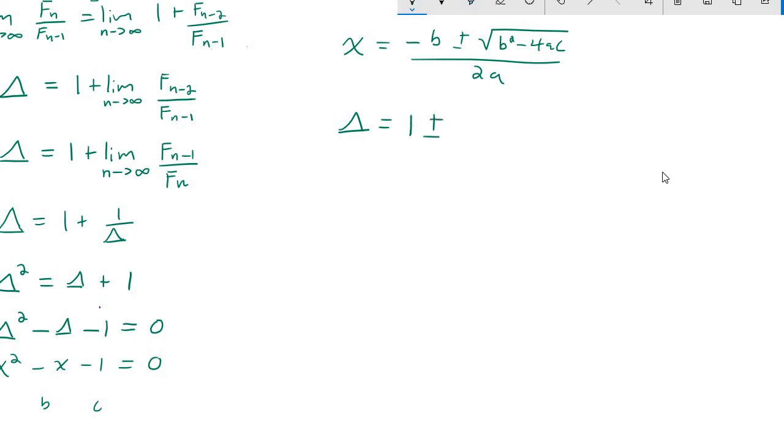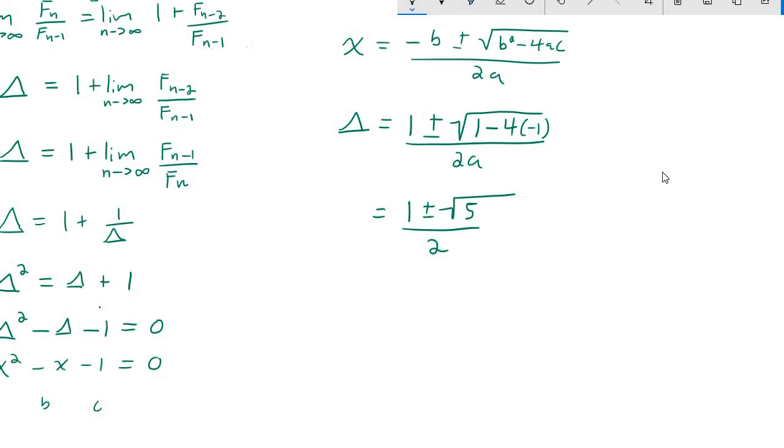We get plus or minus the square root of b squared, which is 1, minus 4 times a, which is 1, times c, which is negative 1. And finally, we divide by 2a, and a is equal to 1. So we get 1 plus or minus the square root. So negative of negative 4 is positive 4, so this becomes 5 over 2 times 1. And so we're almost at our answer.